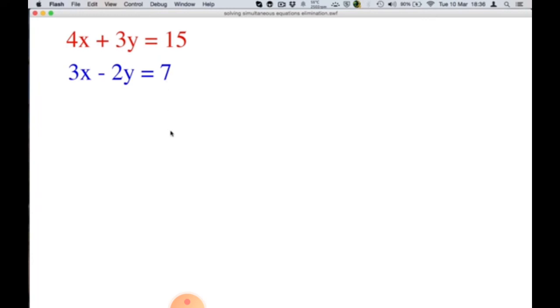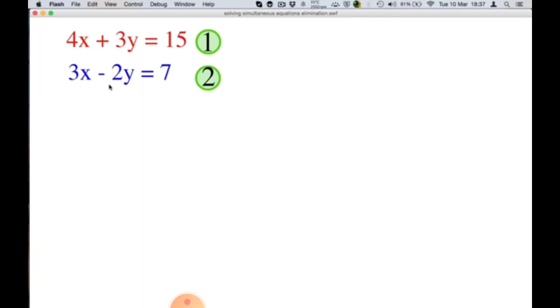So the first thing we should do is label our equations. Let's call the red one 1 and the blue one 2. So for our first equation, the red one, we need to think about which letter we are going to eliminate. So let's look at this red one here. Are there any negative signs? There are no negative signs in our first equation. In the second equation, are there any negative signs? Yes, there's a negative in front of the y.